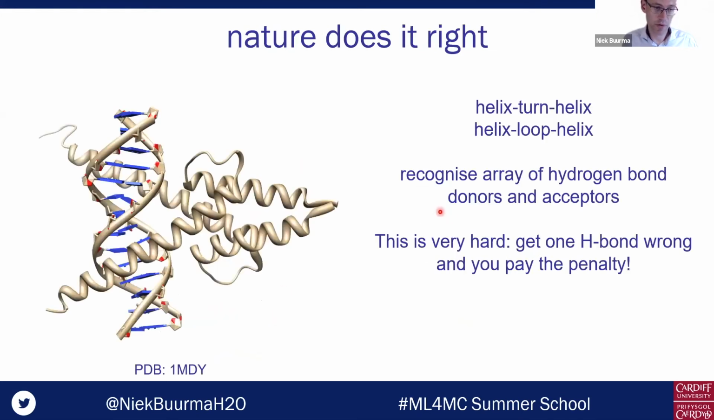And the way that nature uses this is it recognizes the base, the hydrogen bond donors and the hydrogen bond acceptors at the bottom of the major groove using so-called helical turn motifs that put alpha helices in the major groove of DNA. So yeah, typical names are the helix turn helix and the helix loop helix over here.